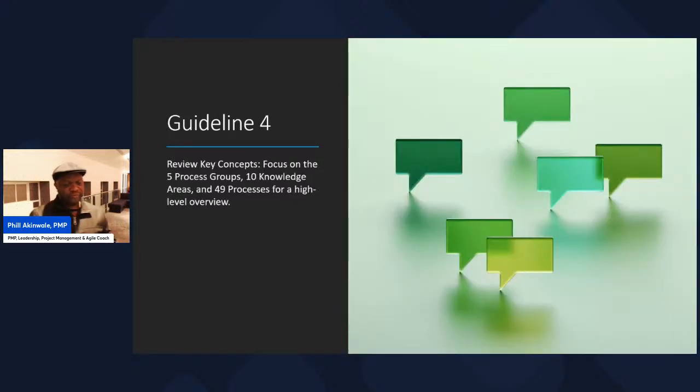Number 4, review key concepts. So the 5 process groups, the 10 knowledge areas, the 49 processes, at a high level, we've already covered them. There's an ebb and a flow to the 49 processes. Your exam may not necessarily say develop project charter, develop project management plan, direct and manage. It won't use that terminology, but you always need to strip it down to which process group am I in, where am I going? And then you'll know what comes next, okay?